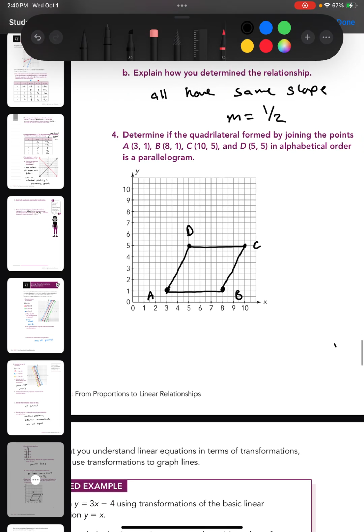And how can we tell that? It's the slopes of those sidelines. These slopes are equal. So we could say, yes, it is a parallelogram, and the slopes of sides 1 and 2 are equal to 2.